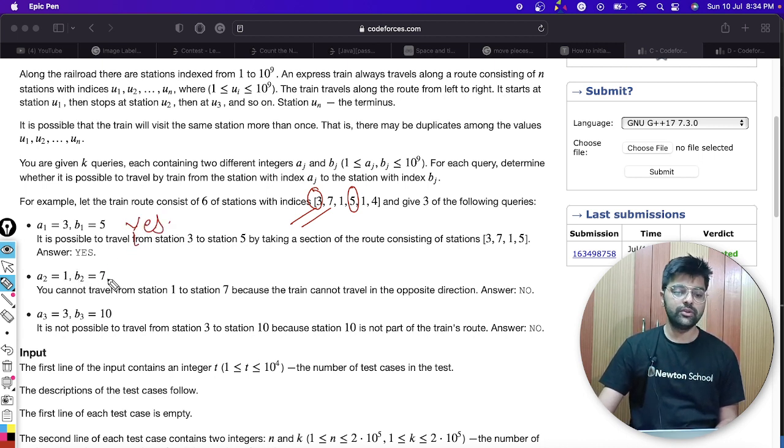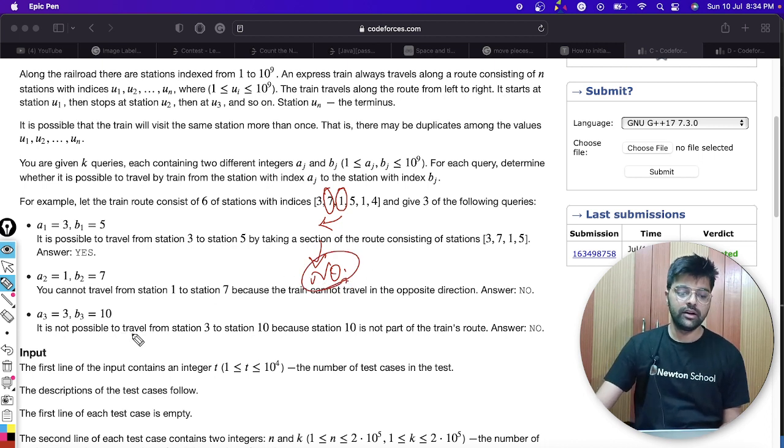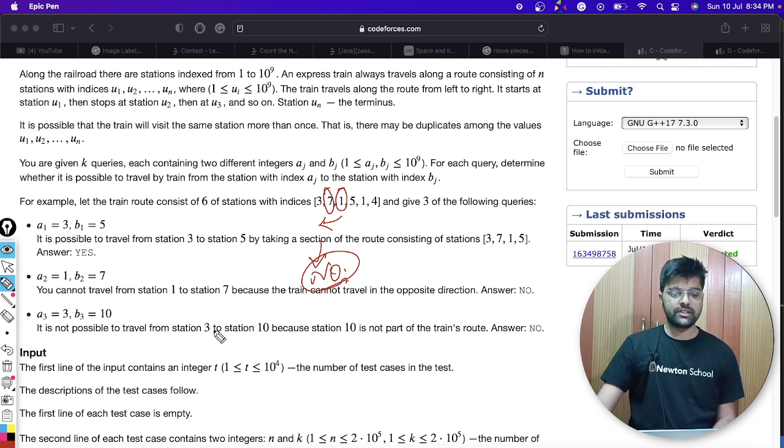Now a2 equal to 1, b2 equal to 7. So where is 1, right? And b2 equal to 7. Is it possible to go from 1 to 7? So it is not possible, right? It is not possible to travel from station 3 to station 10.